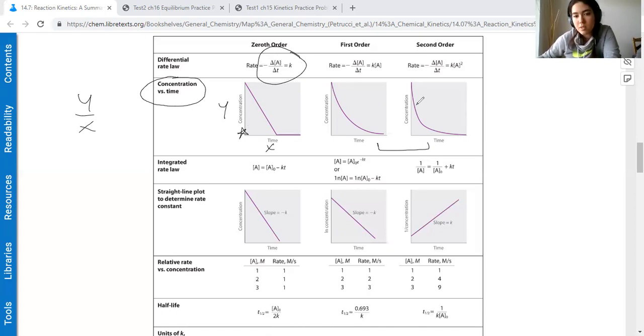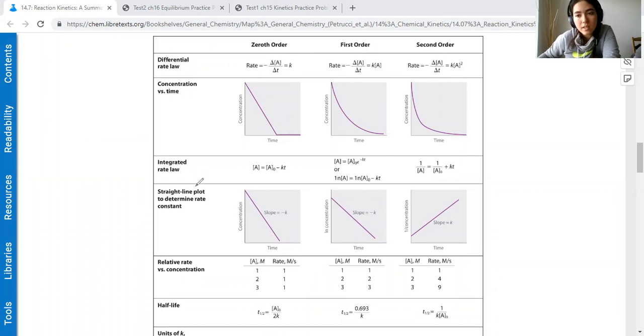But since these are exponential, the rate's going to be different at every point. So there's no one fixed way to solve for k here, because the rate does not equal k here. And therefore we would have to linearize it to find k. Sorry, my pen went kind of crazy. Same here. We need to linearize this if we're going to find k.